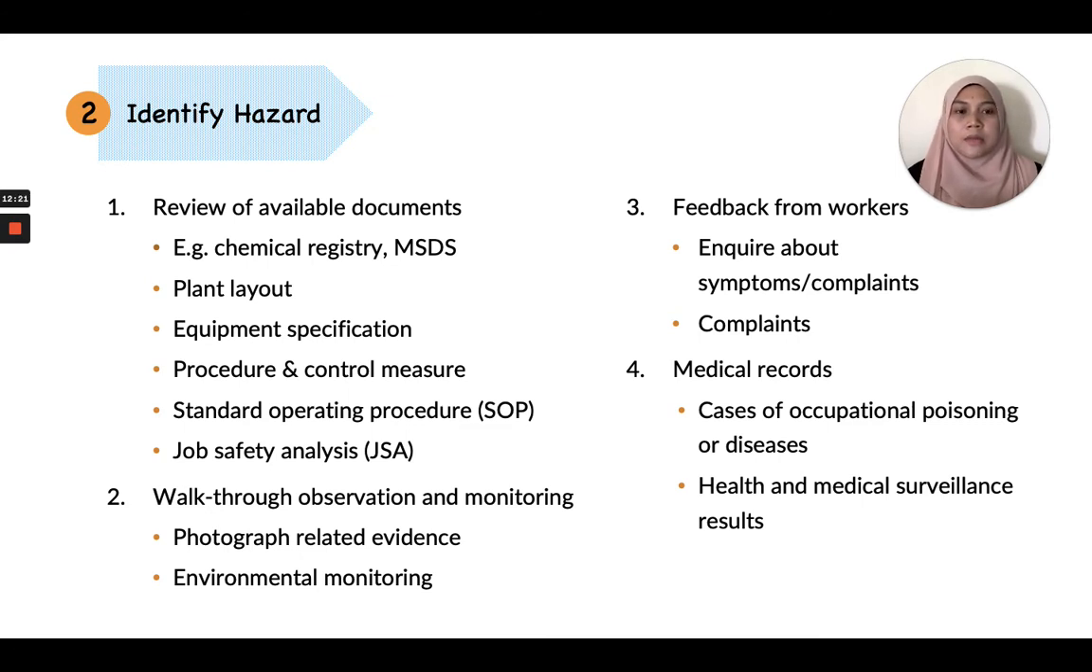And number 3 is feedback from workers. You can get it from a survey or complaint or by interview. And number 4 is medical record, which you can get from the administrative office, such as cases of occupational poisoning and diseases, cases of accidents, MC records, and health surveillance reports.